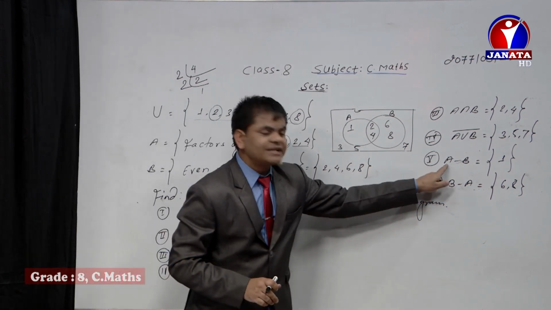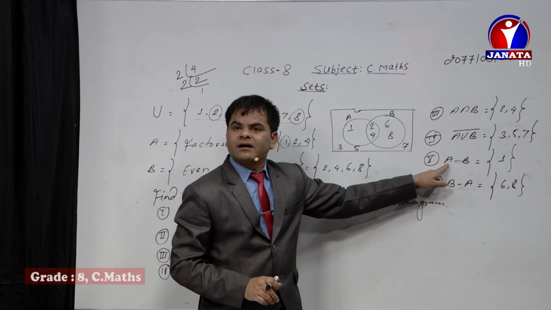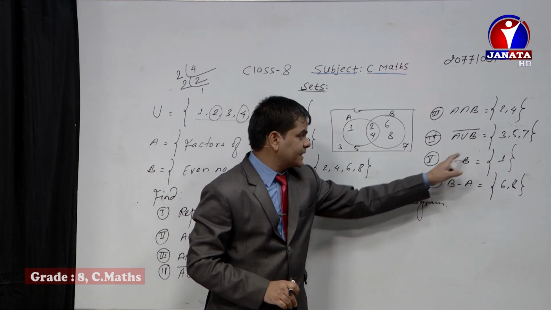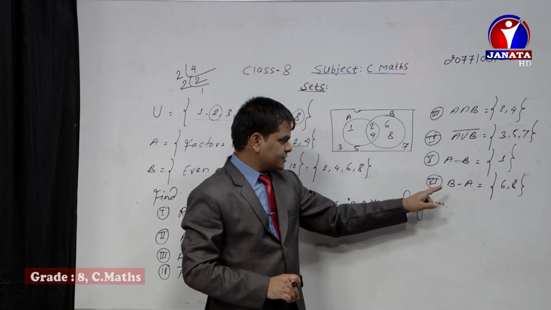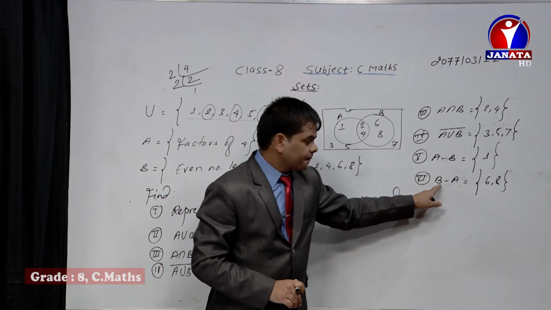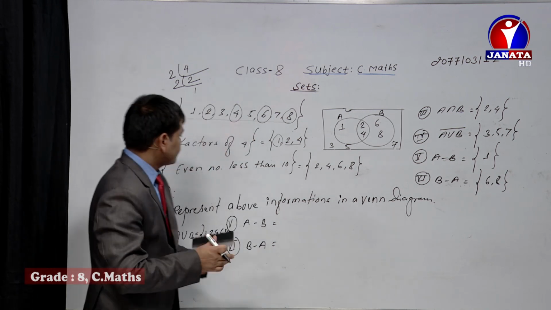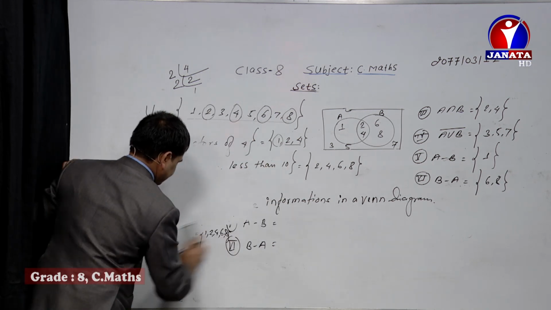We need to focus on this one. Those elements which are present in the very beginning set, that means A set, only A set information should be kept in A difference B. And in case of B set, there is a logic, dear students: those elements which are present in only the B set. So in this way you can find out the elements of the set. Let us take another example.